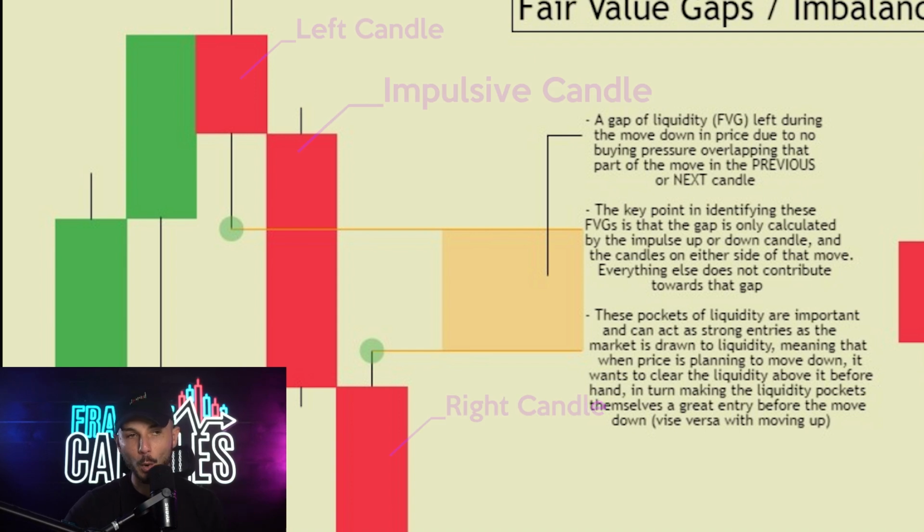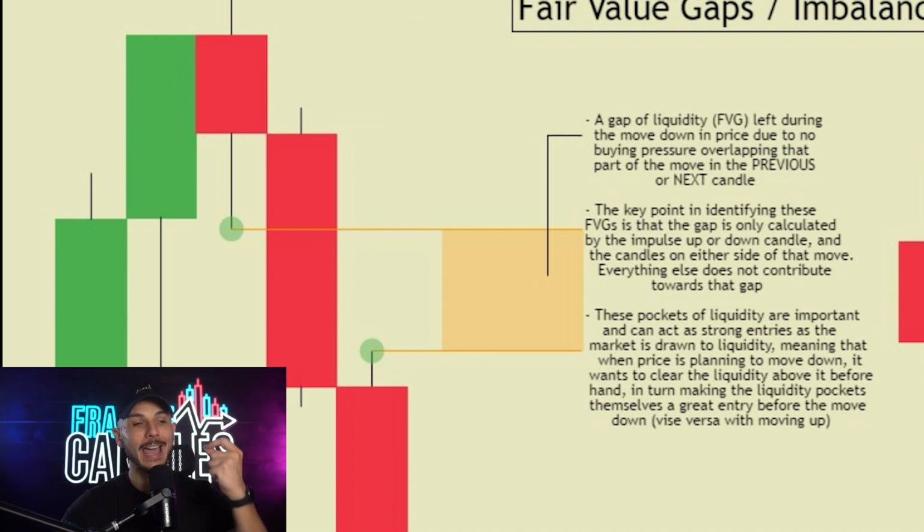So what you're looking for is a big impulsive candle, and then you're looking to the right and the left of that candle, and you're looking at the wicks. The space in between those wicks, where all that is left is a big body of selling or buying pressure, is your fair value gap.